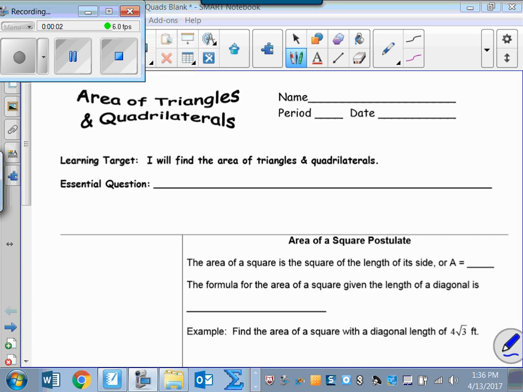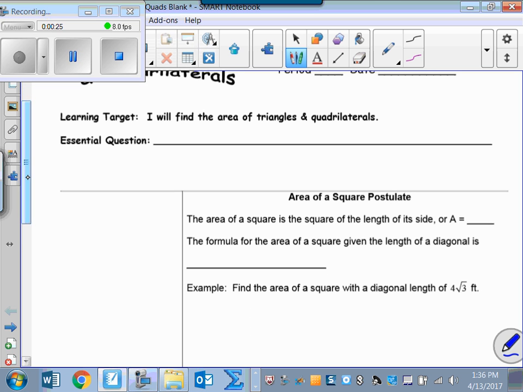Today we're starting a new unit. It's on area. First we're going to do area of triangles and quadrilaterals, and then also as part of today's lesson we're going to talk about area of similar figures. As we have had many times this year, we have a lot of theorems that you have to remember, a lot of formulas in this unit, so please make your flashcards.